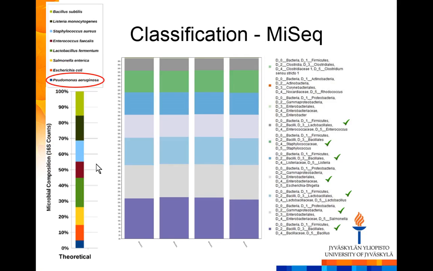Classification results for MiSeq. The 1, 2, 3, 4, 5, 6, 7 most abundant OTUs, or the main OTUs, had 7 of the right genera. But for some curious reason, Pseudomonas aeruginosa was missing from the main OTUs. This is the theoretical composition of the 16S counts.